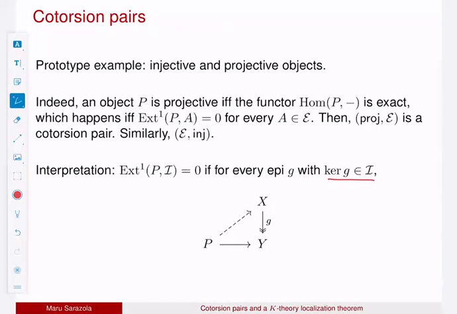So the classical notion wouldn't require this part in here because we would be working with this Cotorsion pair with I being the entire exact category. So we would just be saying for any nice epi, for any epi whose kernel lives in our category, this has to be true.